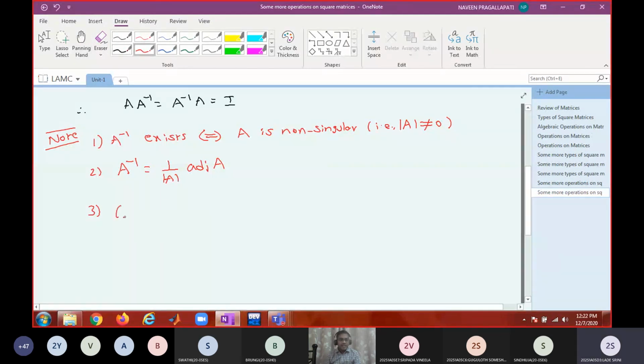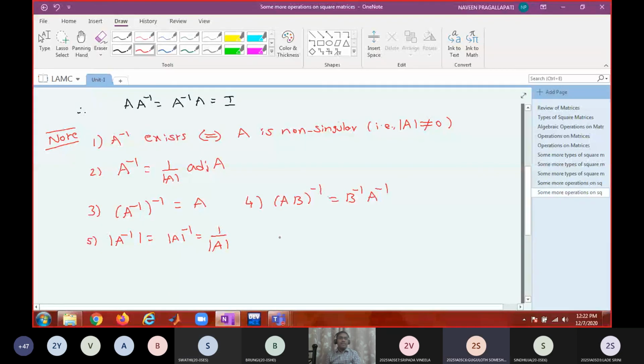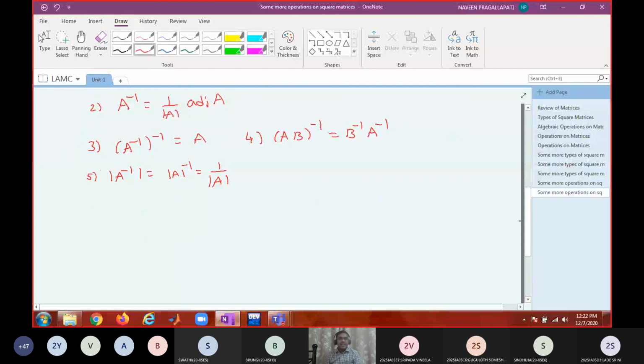So what are the other properties? A inverse whole inverse equal to A. What is AB whole inverse? B inverse into A inverse. What is det A inverse? 1 by det A. Is it okay? So these are some of the properties on inverse.